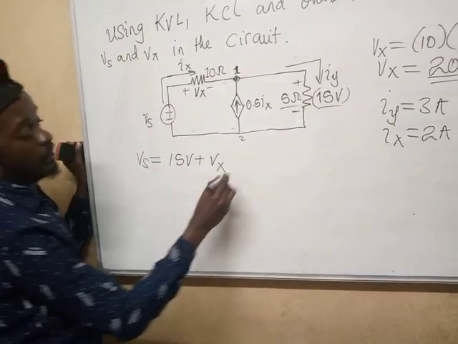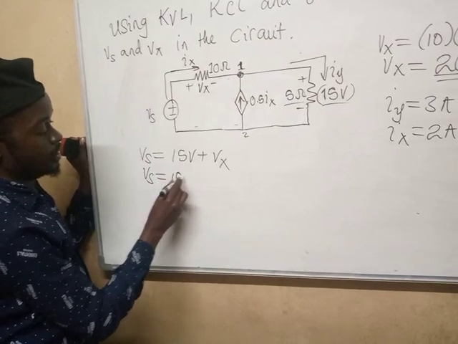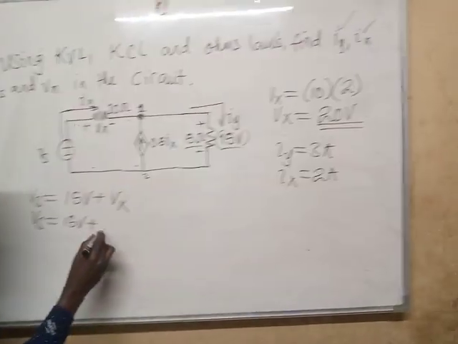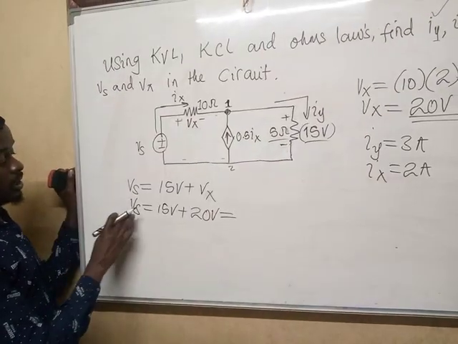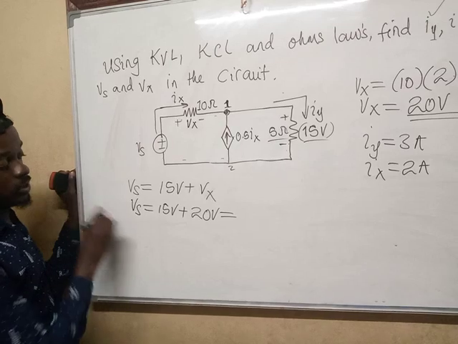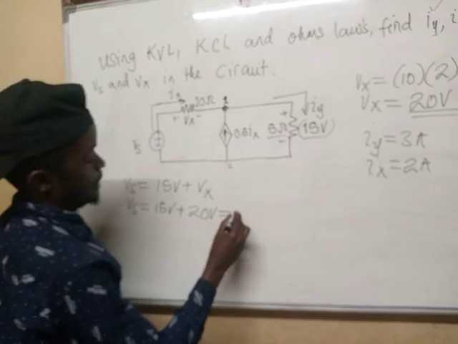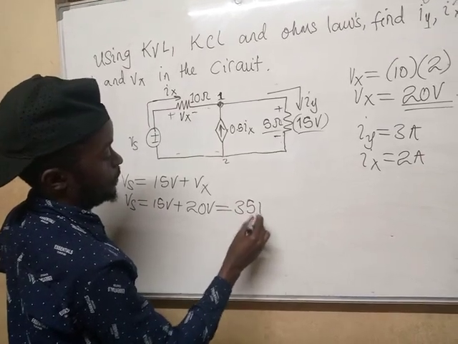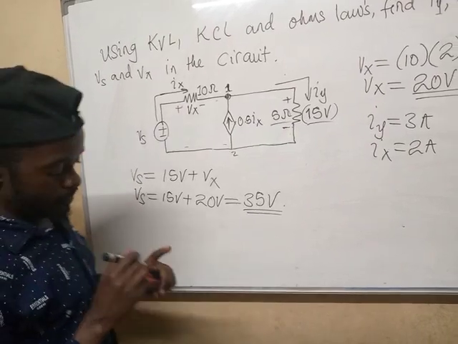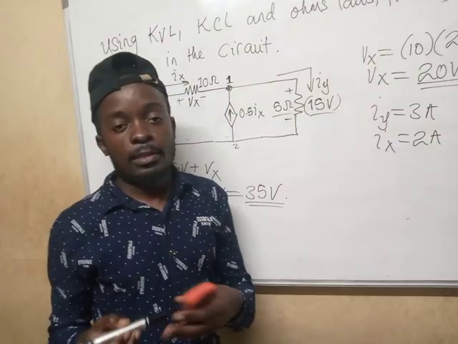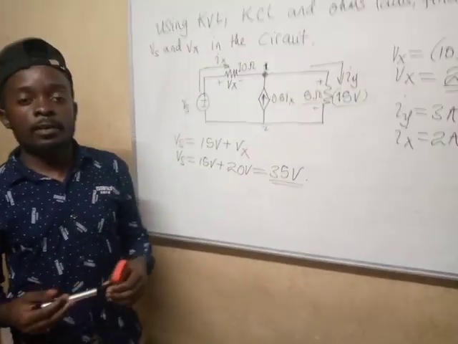But the value of Vx is known. The value of Vx is 20 volts. So the total voltage across this voltage source is simply equal to 15 plus 20, which is equal to 35 volts. So then we have solved the problem. This is the application of Ohm's law, KCL and KVL.